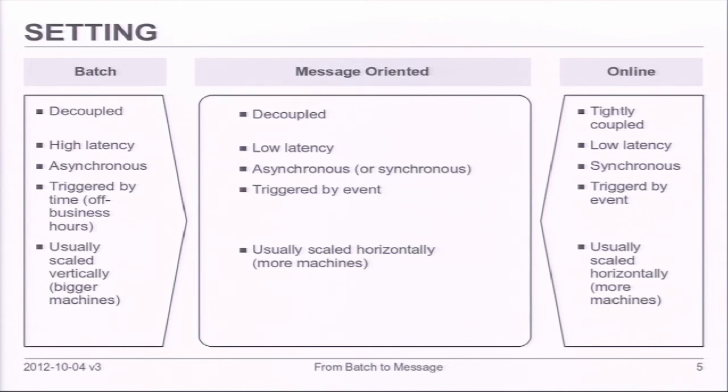If you want to scale them, you usually use bigger machines and use more resources on one machine to get the job running faster. On the other side, we have online systems. They are tightly coupled and have low latency. Whenever something has to be done, it is directly done in a synchronous manner and triggered by the event which should be processed. Usually, you can scale that easily horizontally by adding more machines. So you add a load balancer and more web servers, for example, if you are talking about a web-based application.